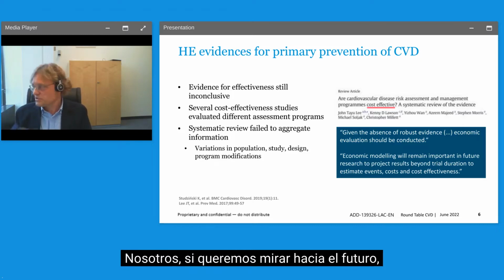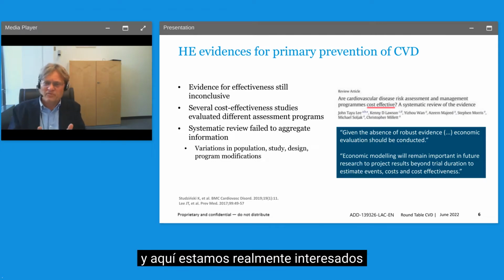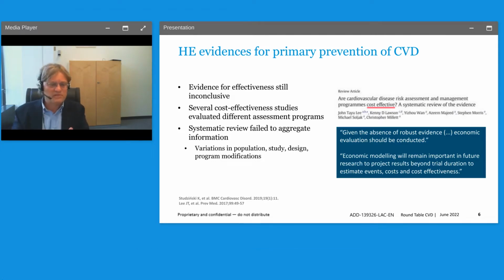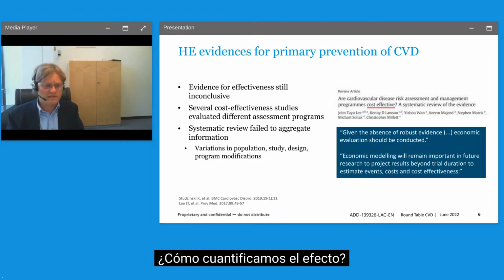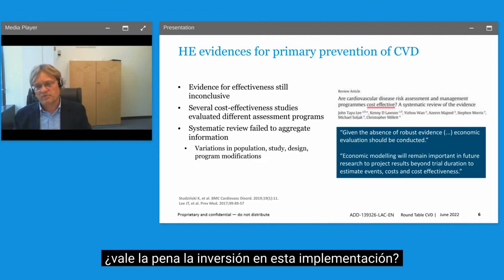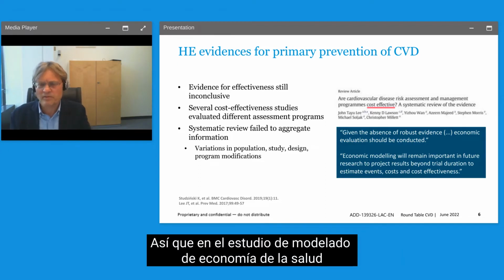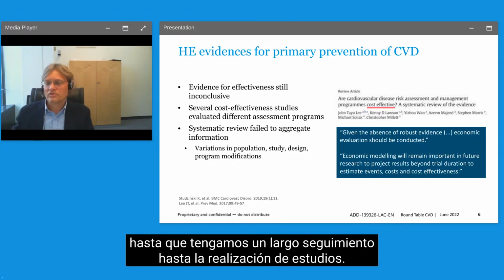If we want to look into the future, we have weather forecast models, and here we are really interested in the effect of using high-sensitivity troponin and HEOR risk stratification. How do we quantify the effect? Can we quantify the effect? And actually, as I already mentioned, is this implementation worth the investment? The health economic modeling study is the tool of choice to answer these questions until we have long follow-up studies conducted.